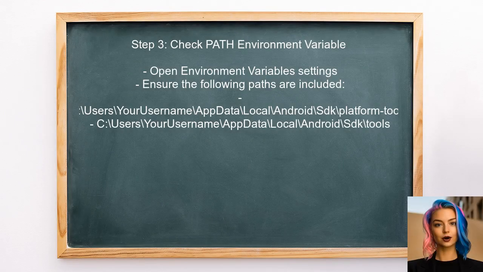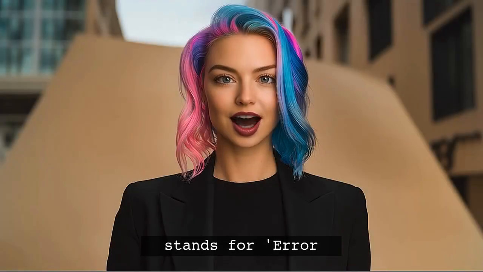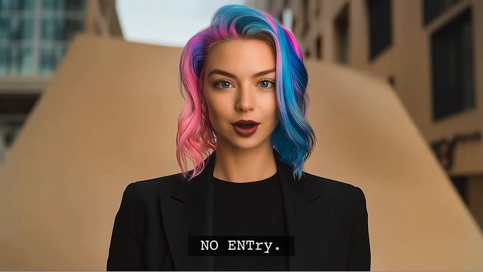After verifying the SDK installation and command line tools, the user should check their path environment variable. This ensures that the system can locate the necessary commands. Finally, the user should try running the build command again. If the issue persists, they may need to reinstall the Cordova and Ionic CLI tools to ensure they are up to date. Fun fact, the term ENOENT stands for "error no entry."